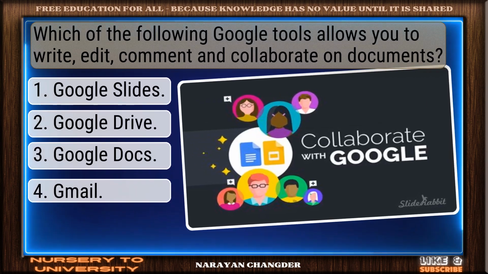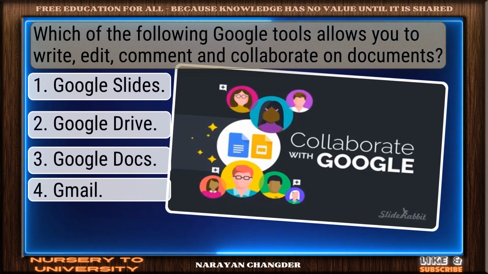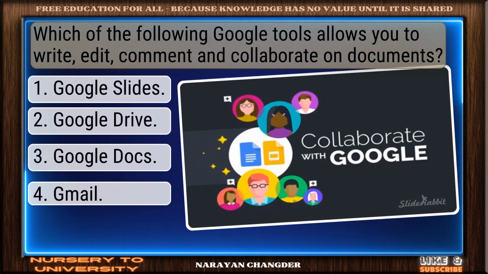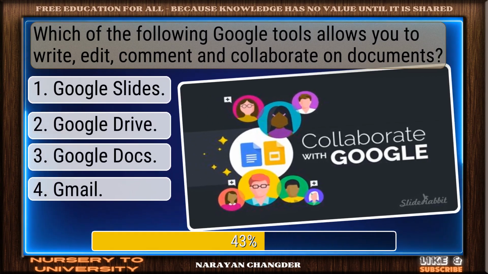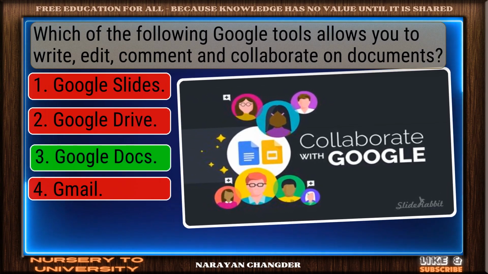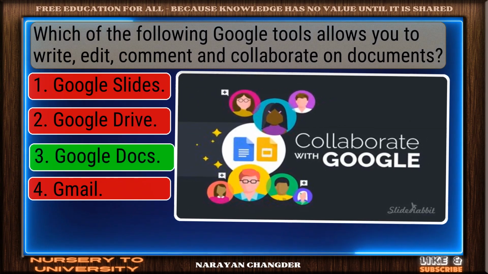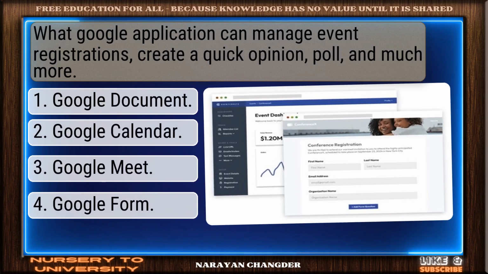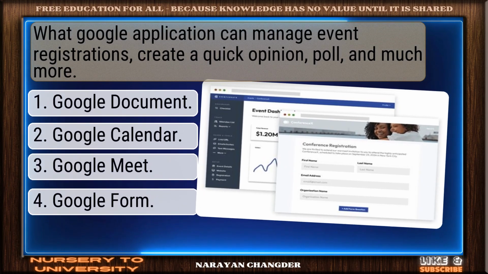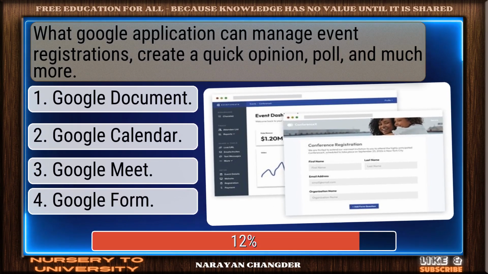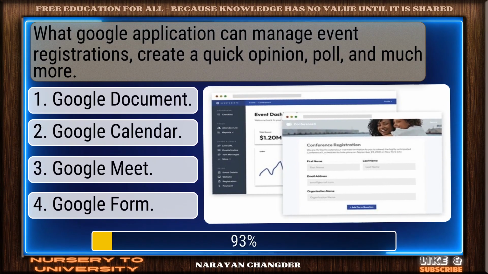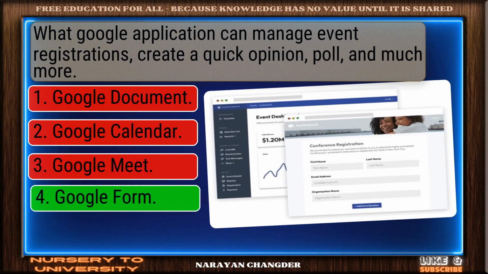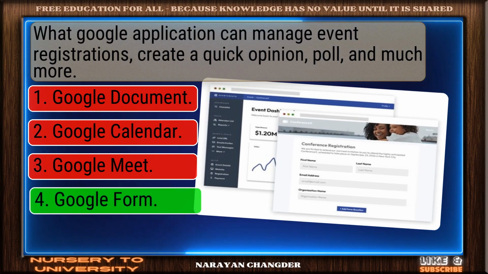Which of the following Google tools allows you to write, edit, comment, and collaborate on documents? Solid response. Google Docs is a valid choice. What Google application can manage event registrations, create a quick opinion poll, and much more? Correct response. Google Forms is the most accurate answer.